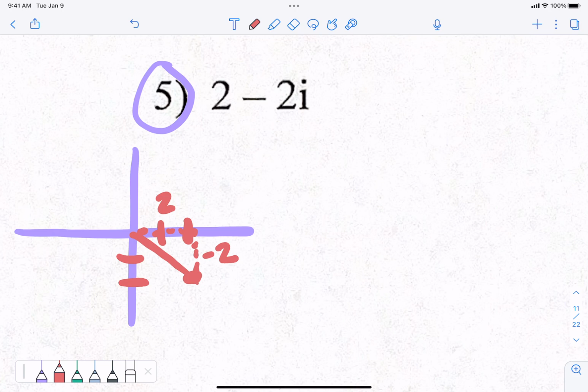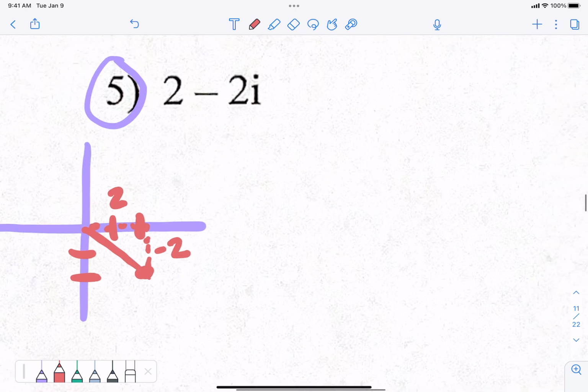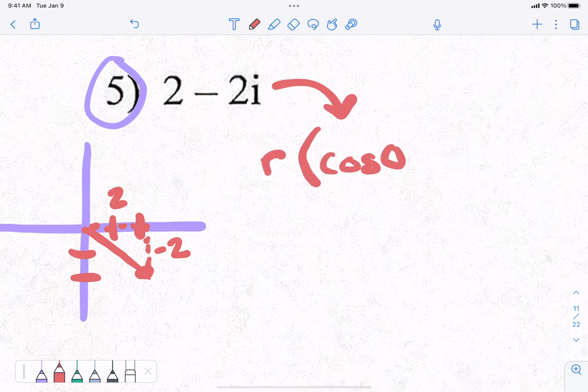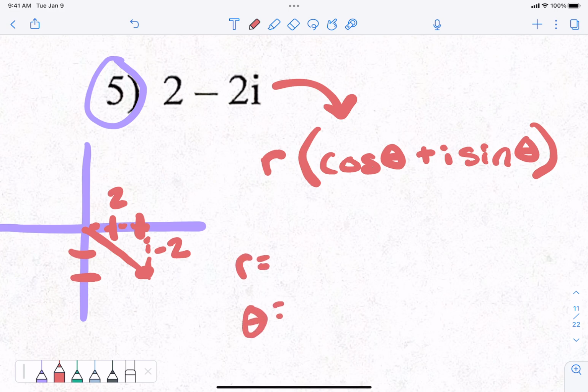Okay? All right, so first thing we need to do, we're switching it from a complex number to polar form, which is r times cosine of theta plus i sine of theta. Okay? The only thing we need to figure out is what r is and what theta is, and then plop them into our formula and write it in polar form, okay? Square root of 8. So r is this distance right here, okay?